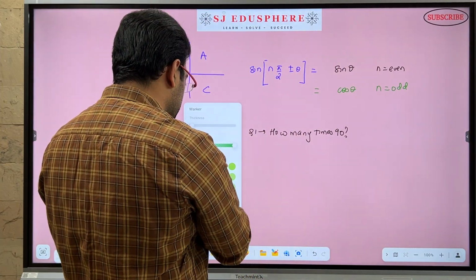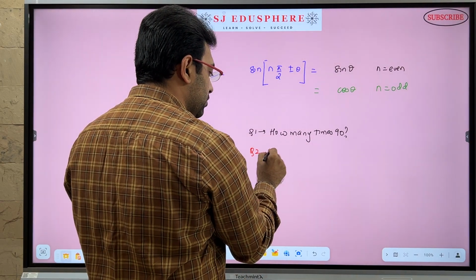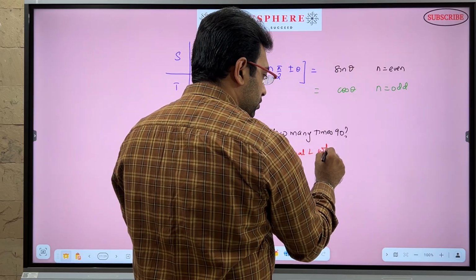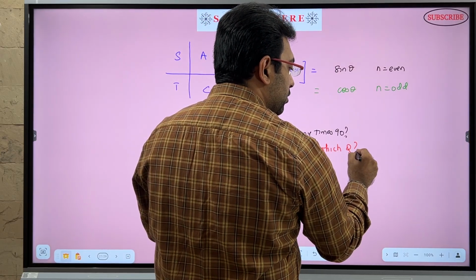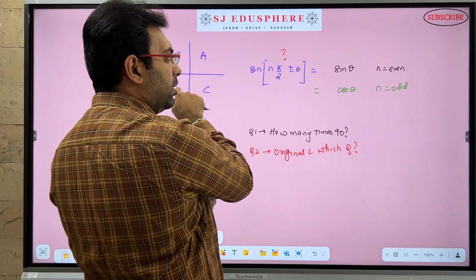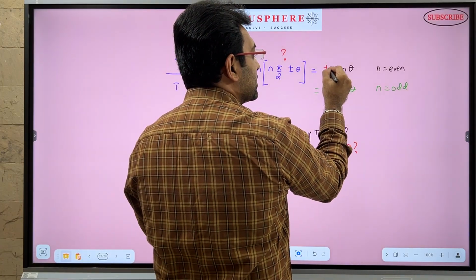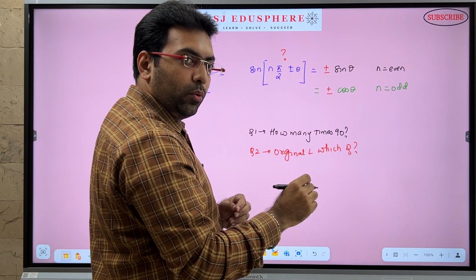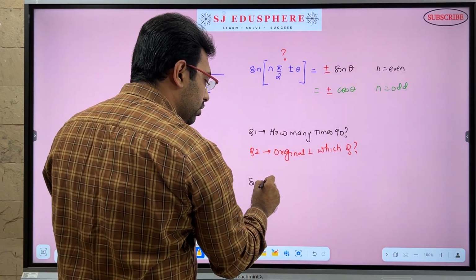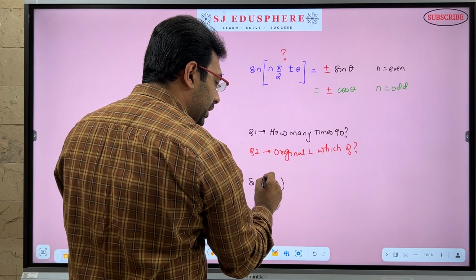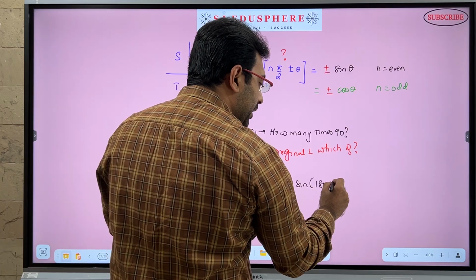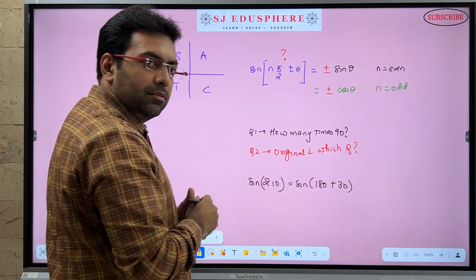Similarly, the next question what you ask is, original angle, which quadrant? This angle lies in which quadrant? First, second, third or fourth? That will decide your answer. What do I mean by this? One example to wrap it up, I am asking you, give me the value of sine 210. Can I write 210 over here as 180 plus 30?